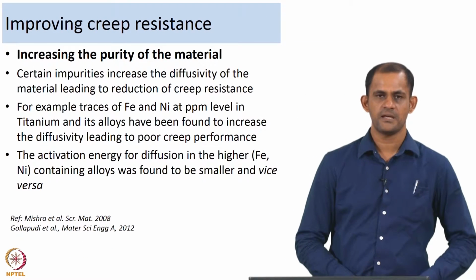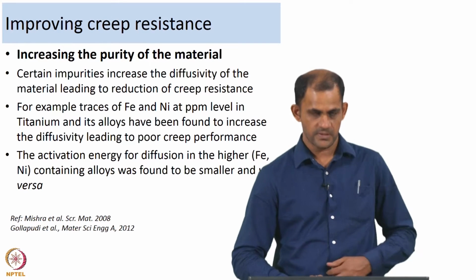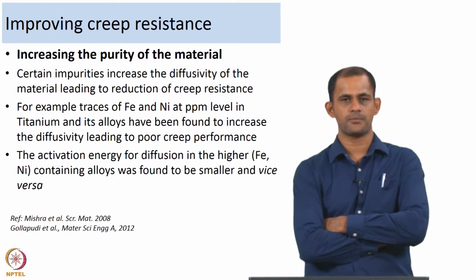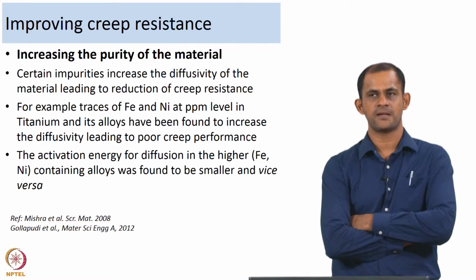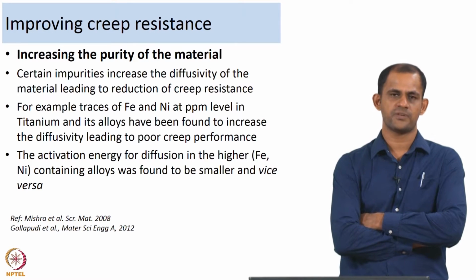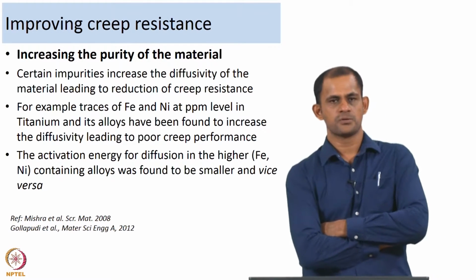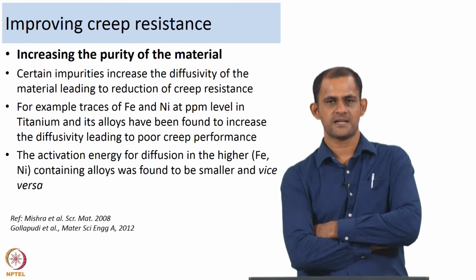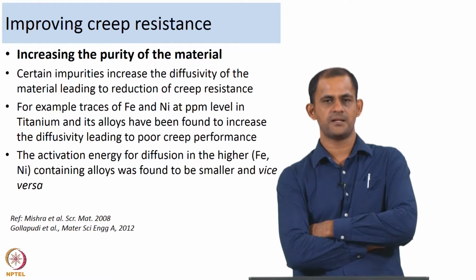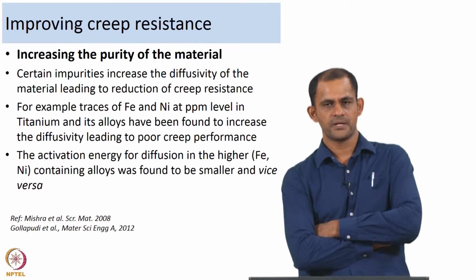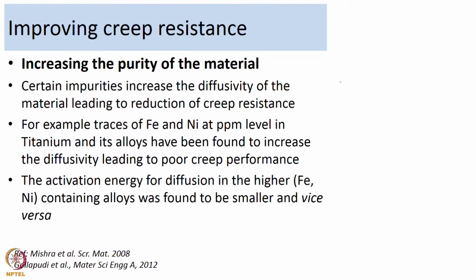Now, let us look at the purity of the material. This is one example where we are talking about how impurities can lead to deterioration of the creep properties. Certain impurities can increase the diffusivity of the material, leading to a reduction of creep resistance. So, again let us go back to the equation: epsilon dot kT by D G b is equal to A times B by d P, sigma by G to the power n.